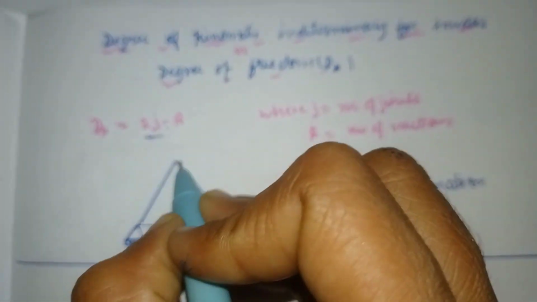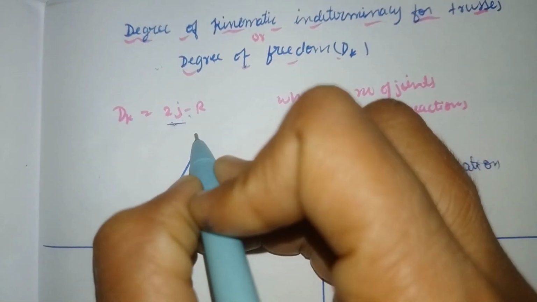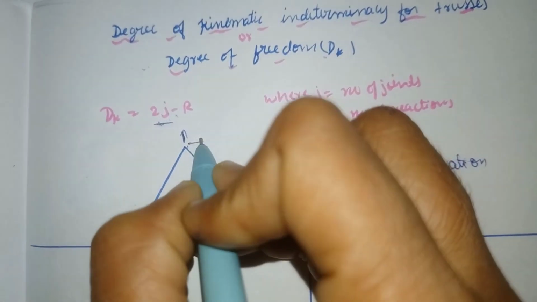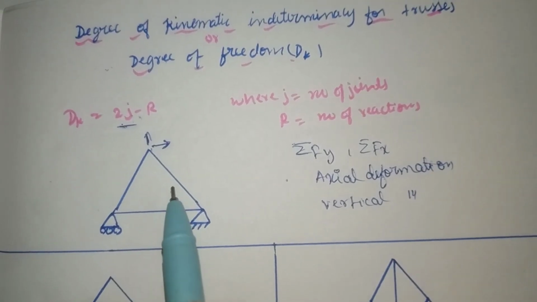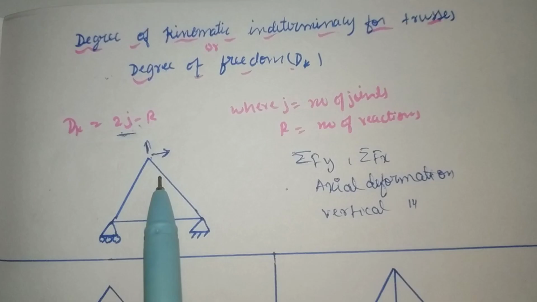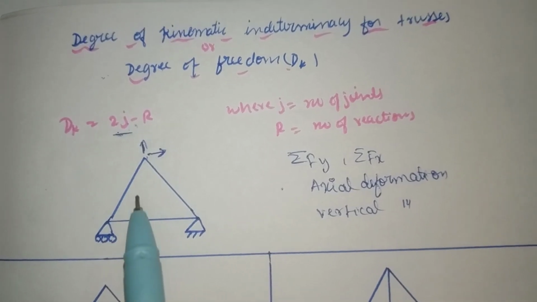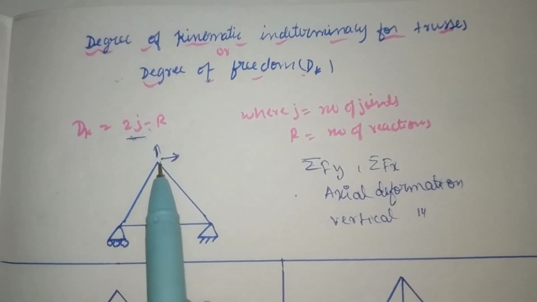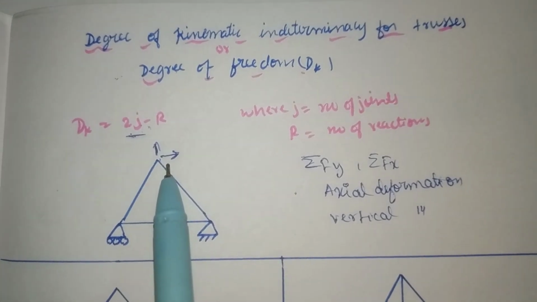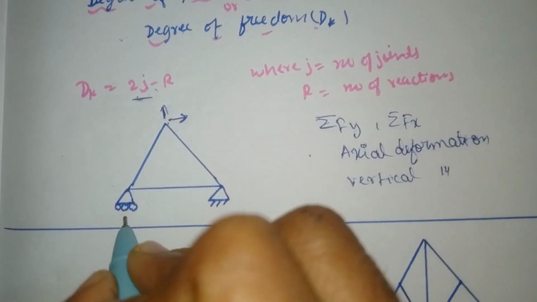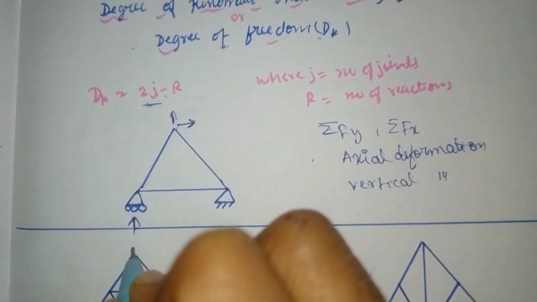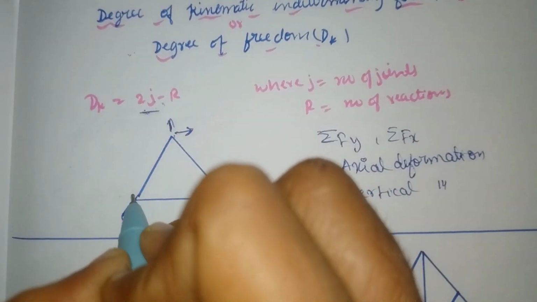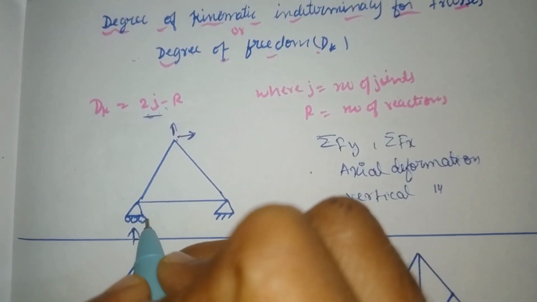So we have only two equations to solve any joint: one is vertical, another is horizontal. What degree of freedom says is how much a joint in a truss can deform at any joint. The possible ways of deformation are only two: one is vertical, another is horizontal. So we'll see here. At the roller, how many reactions are there? Only a vertical reaction is there.